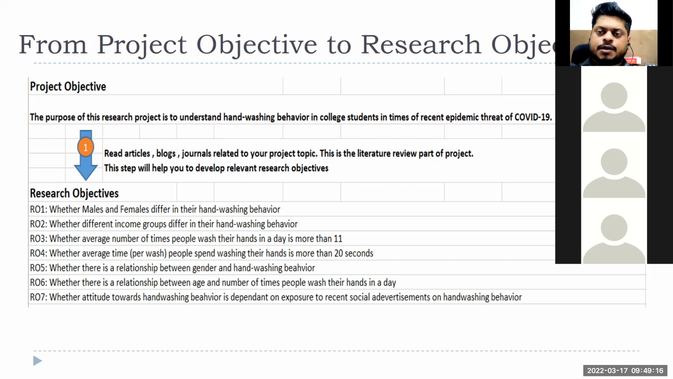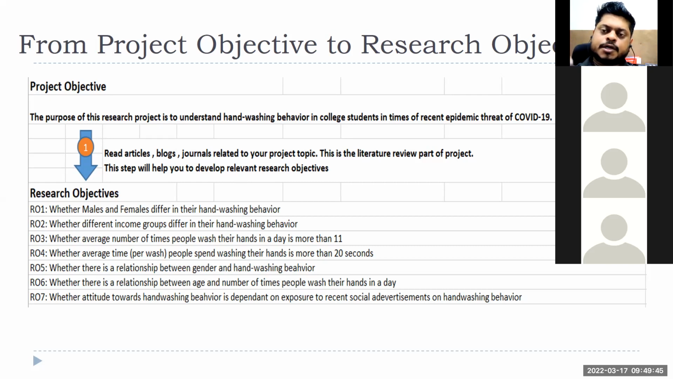Do not do that. So basically, when I say project objective and research objective, I'm breaking down my project objective into several sub-objectives, some of the objectives on which I'm going to collect data, right? So in my particular case, I wanted to understand whether there is a gender-wise difference in hand washing behavior, whether there is an income group-wise difference in hand washing behavior, right? Whether there is a relationship between age and hand washing behavior, right?